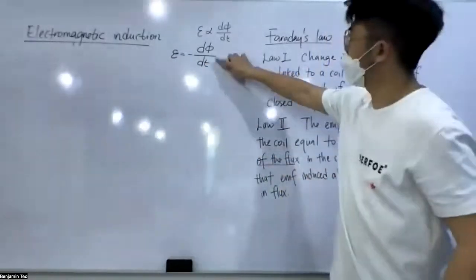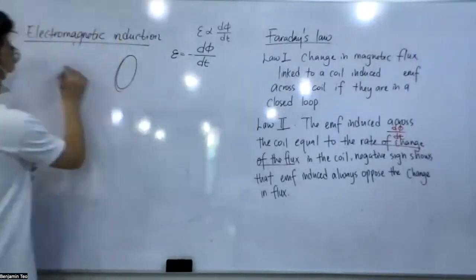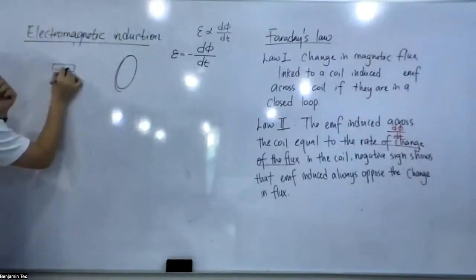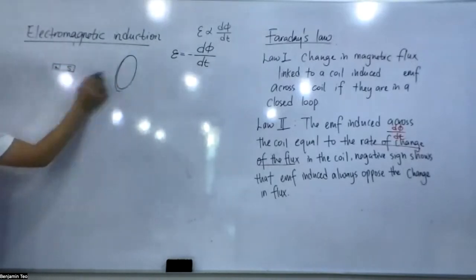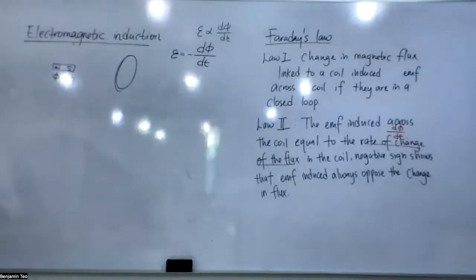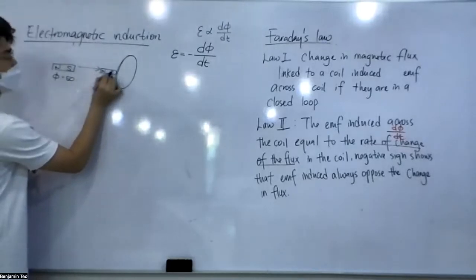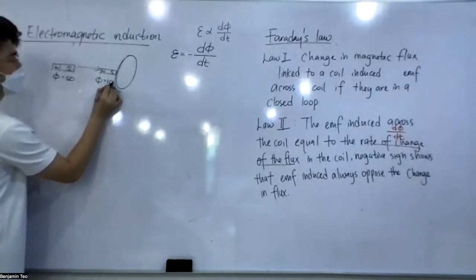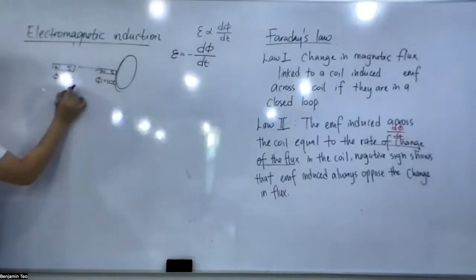So what is the rate of change of this one? Now think about it like this. Just now we said the coil like this, right? And then there's a magnet, N S. At this distance, let's say the flux is 50. I bring it here, close to it, the flux increases to 100. How fast do I bring it? I do this in 5 seconds.